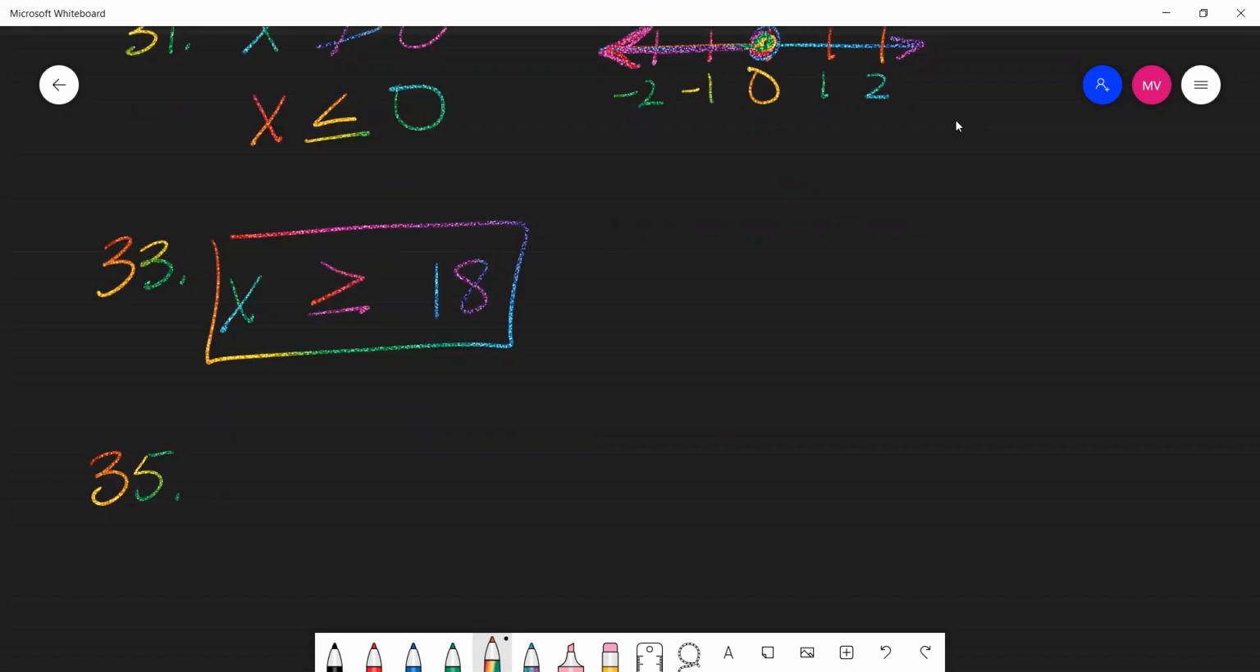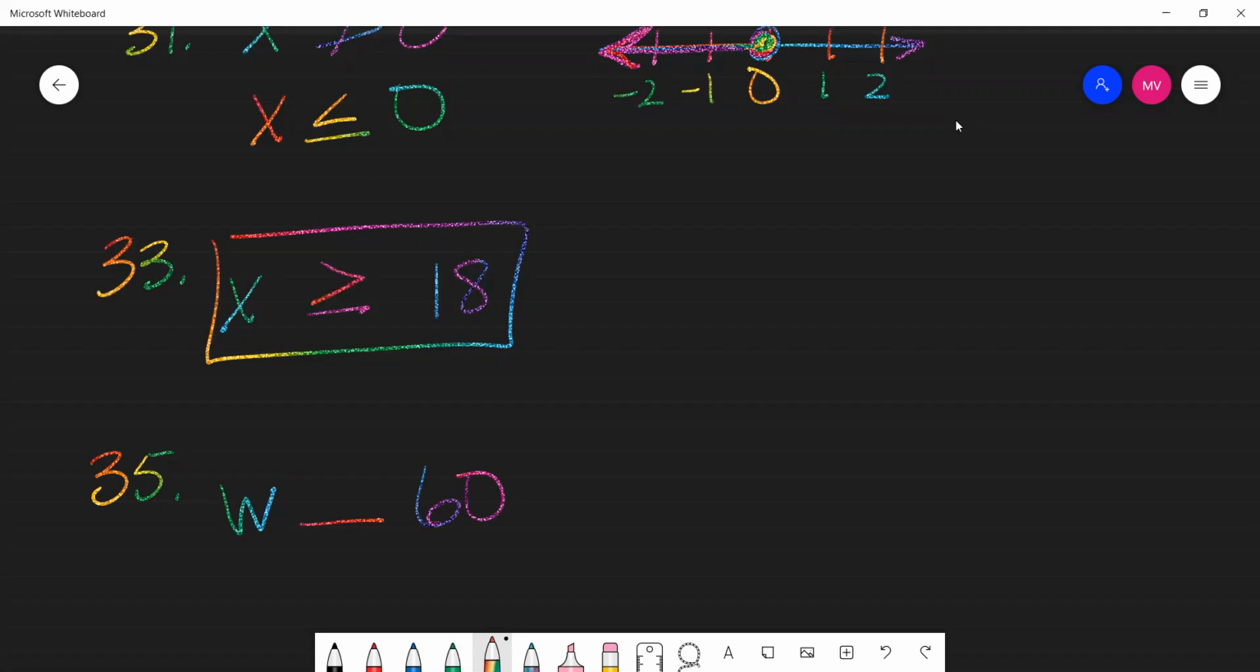35 states the maximum wattage is 60 watts. So you can pick W. W is your wattage. You're comparing it to 60 watts. And it's saying that the maximum wattage allowed is 60, which means it can be 60. So you would have that equal to portion included.